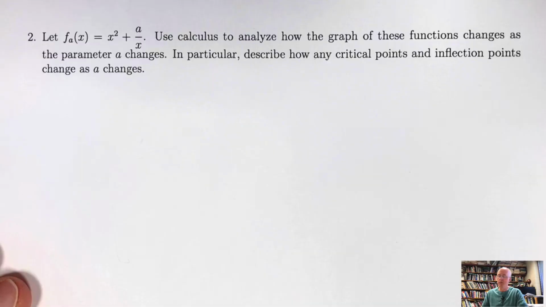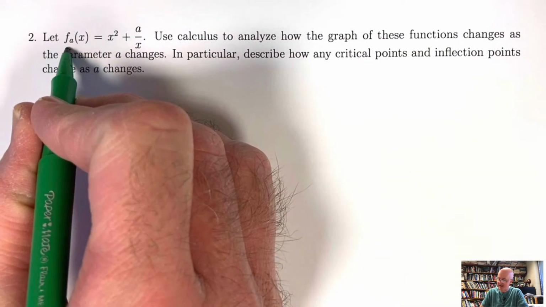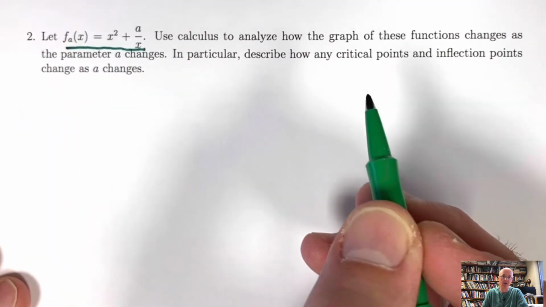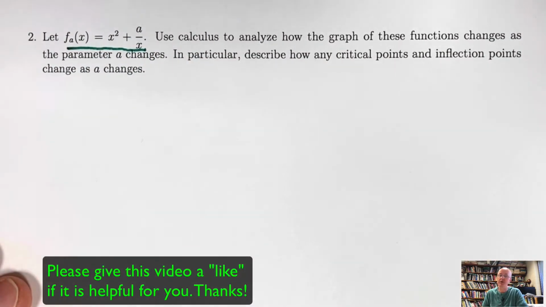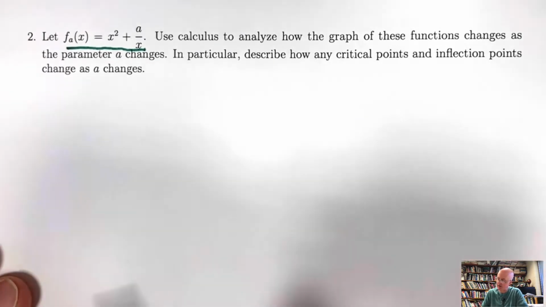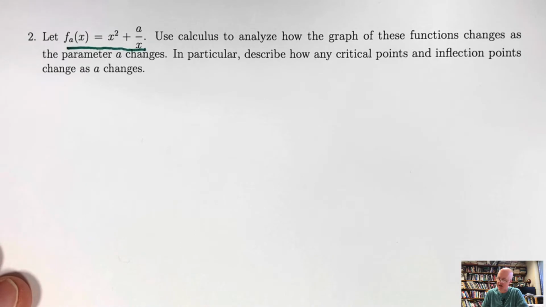For number 2, the family of functions is f sub a of x equals x squared plus a over x. Once again, the directions are to use calculus to analyze how the graph of these functions changes as the parameter a changes. Again, for any fixed value of a, you get one function and one graph, but what's most interesting is thinking about what happens as a changes. In particular, describe how any critical points and inflection points change as a changes.